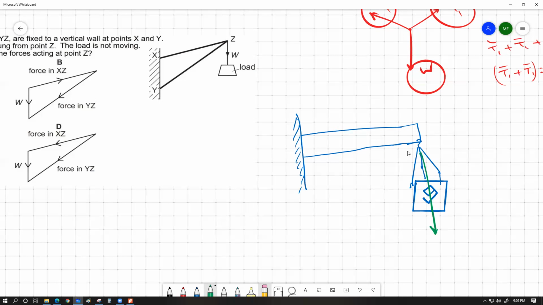Sir, can you read the last line? How is this weight working on this end of the plank going to cause deformation on this plank? How will the deformation happen?